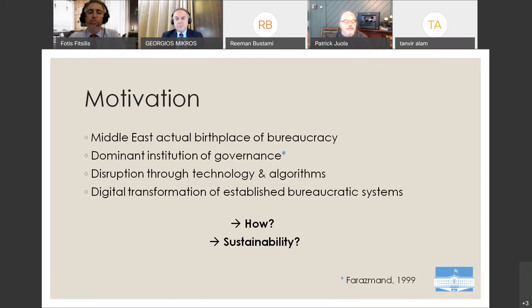And the question is, how can digital transformation reform traditional bureaucracies? Can it transform them at all? And if it can, will this transformation change be sustainable? Will it go on forever, or will we need to make every now and then some additional steps to help it forward?